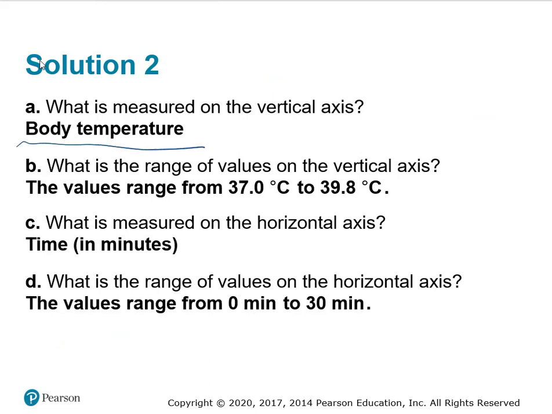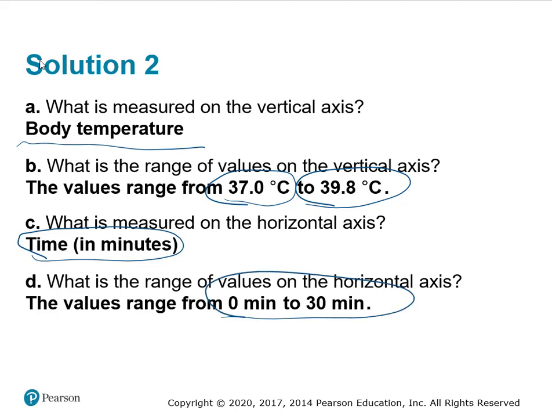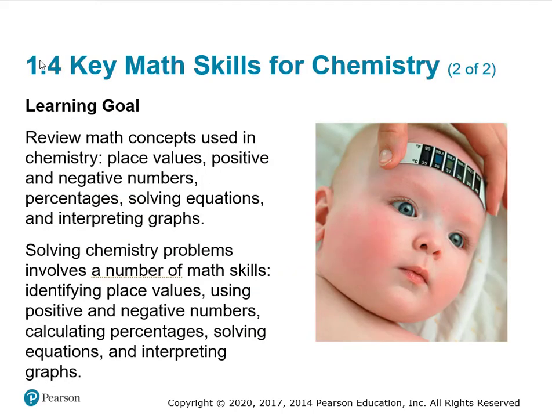Body temperature was measured on the vertical axis. It ranged from 37 degrees Celsius to 39.8. On the horizontal was our time in minutes, and it ranged from 0 to 30 minutes. Take a minute to make sure that you understand all of the learning goals from this section.